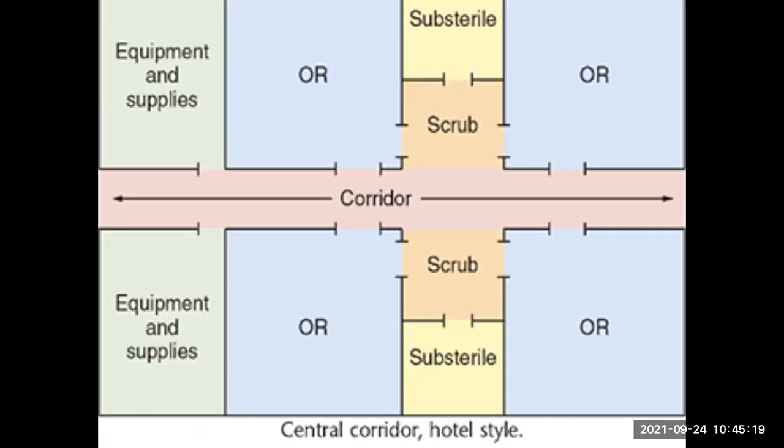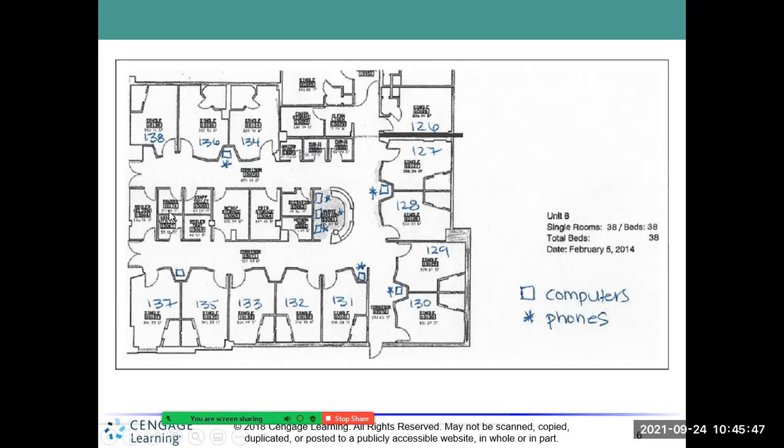This is more of the hotel design, where you have a primary corridor down the center with rooms going off of each side of that. So you can see here you've got ORs on either side with a substerile and a scrub room in the center area for preparation into the OR. And you can see at the end of the hallway, there is equipment and supplies, and that's kind of taken the place of this center aisle area where there's extra supplies.